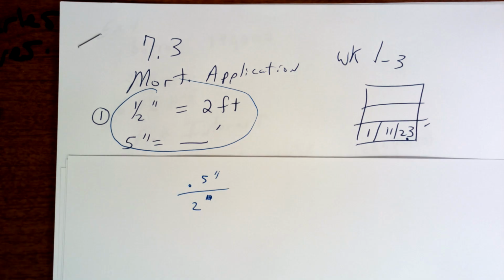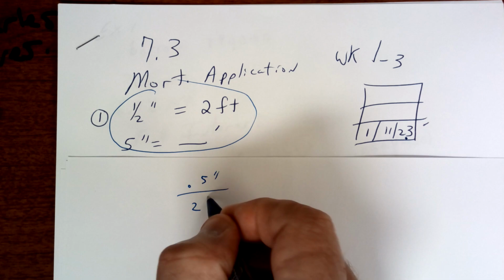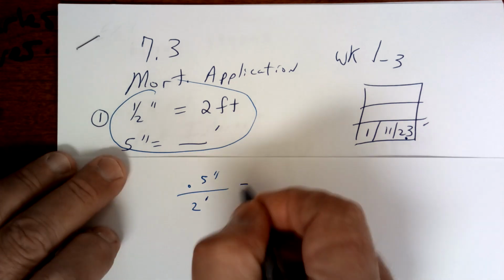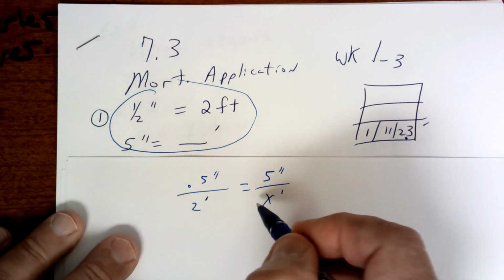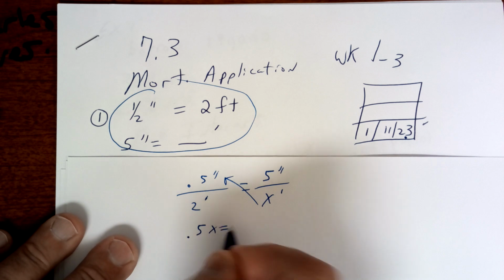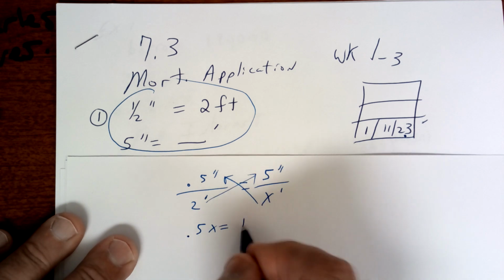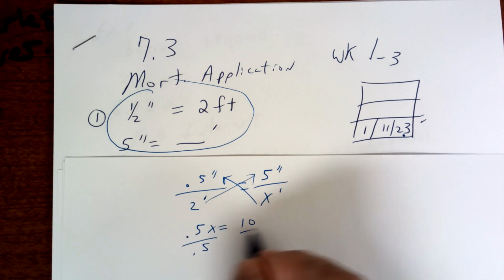Now remember, feet has one mark, like that. And you have 5 inches, so it's going to go at the top. And you're looking for how many feet. So you cross multiply. So you get 0.5 times x equals 2 times 5, which is 10. Then you divide by 0.5, and you will get your answer.